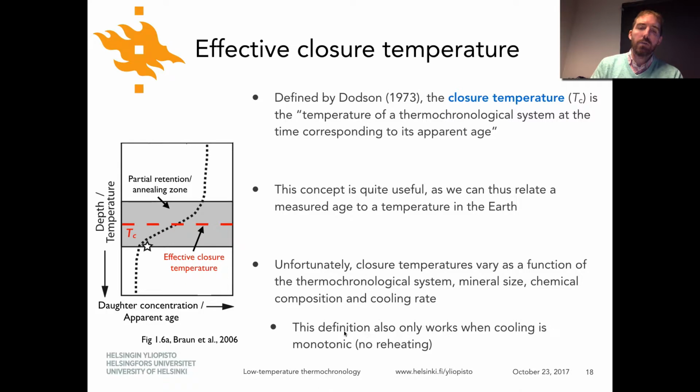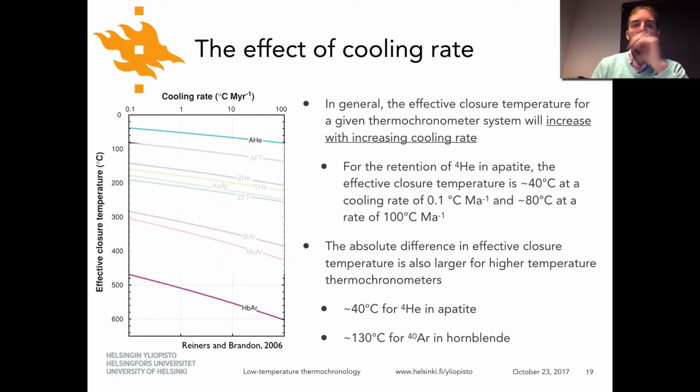And we also assume in this definition that the cooling is monotonic, so there's no reheating in the Dodson method. We can simulate these processes with computers now, so it's not 1973 anymore. So if we want to have reheating, we don't use Dodson's approach. We just simulate the diffusion process directly, and by that we can have samples that cool to the surface and get buried and re-exhumed, and get more complicated thermal histories out that way.